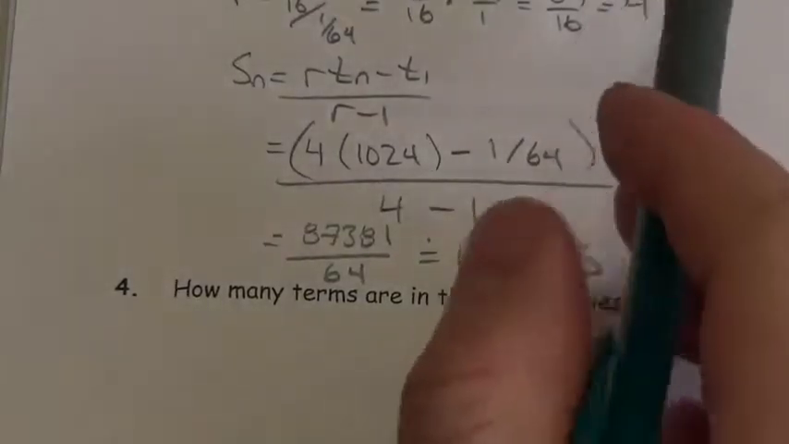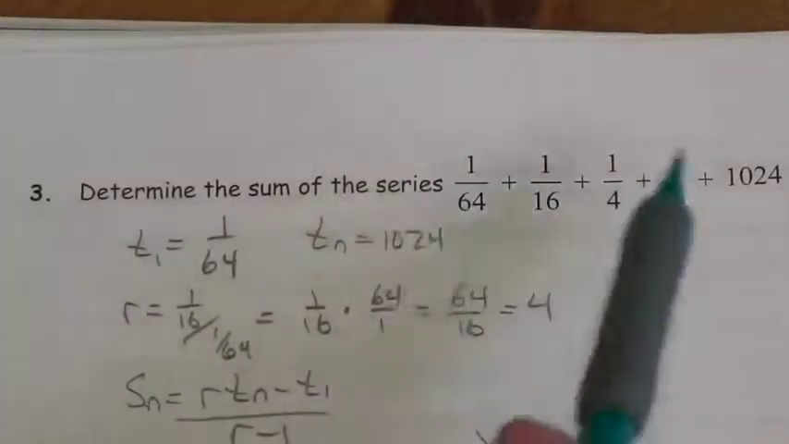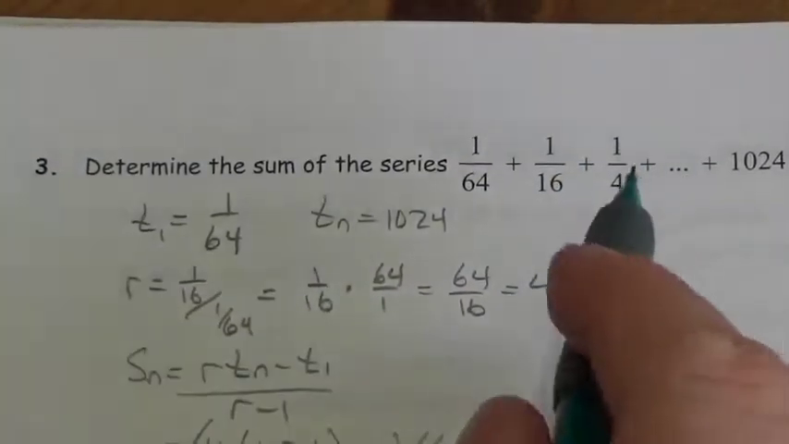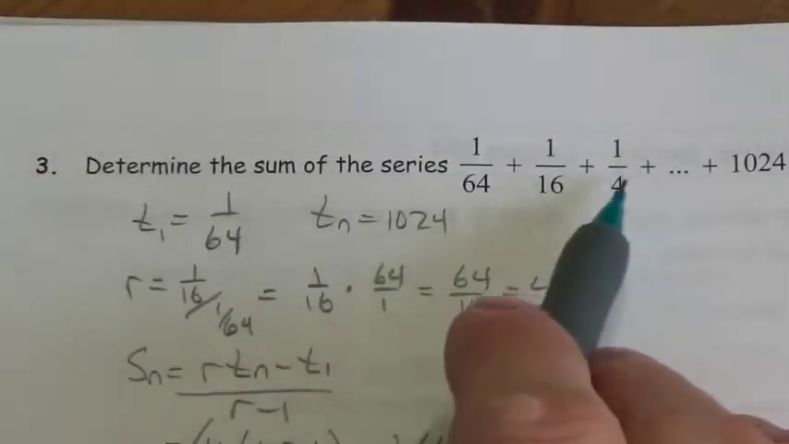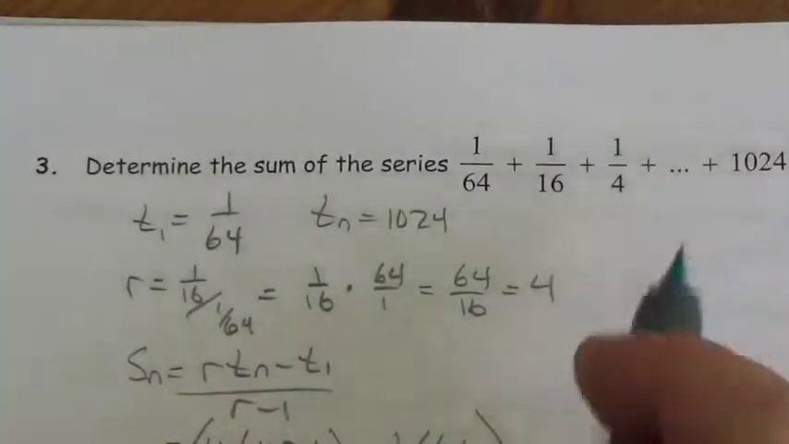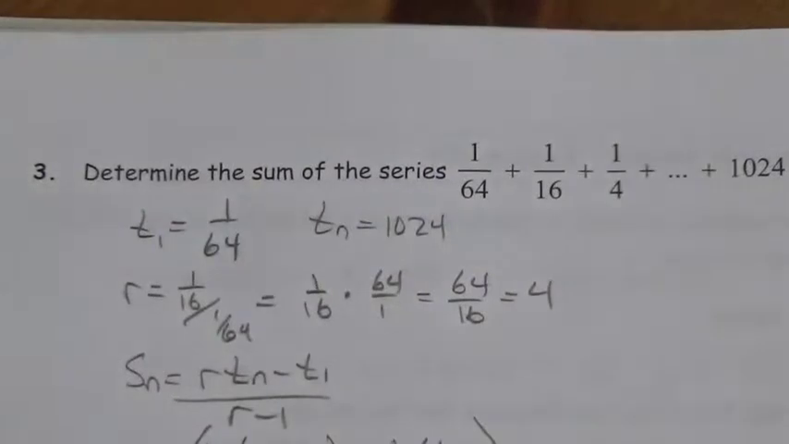But the reason why it's looking like that is because up here, look at the first few terms, 1/64 plus 1/16 plus 1/4. We're adding fractions together, and eventually you're going to see that this is going to get large enough that we're not going to be working with fractions anymore. We're going to be working with larger numbers, but that fractional part remains.